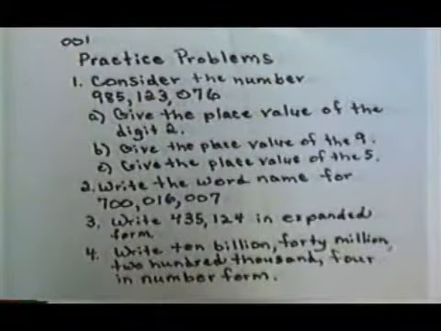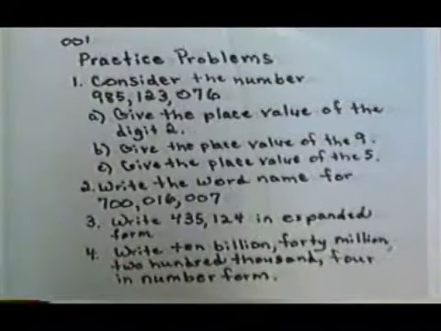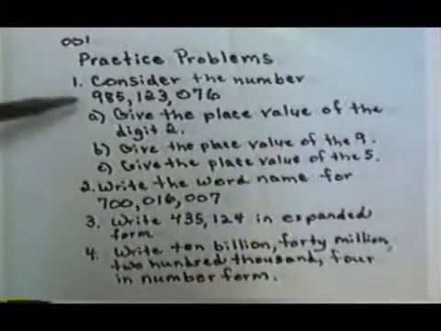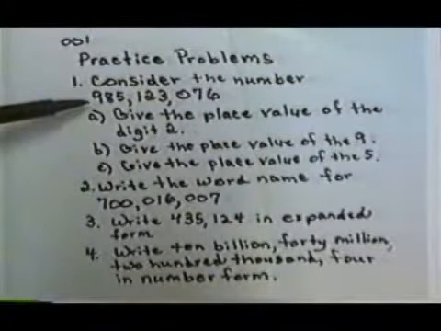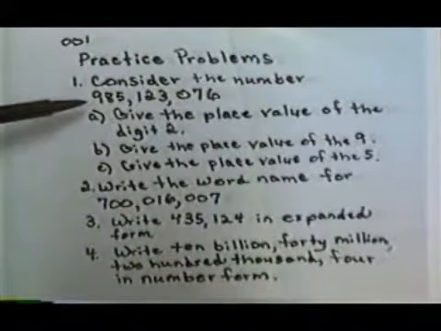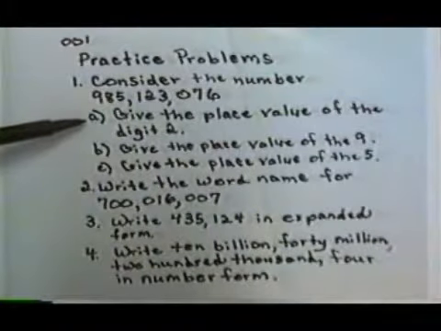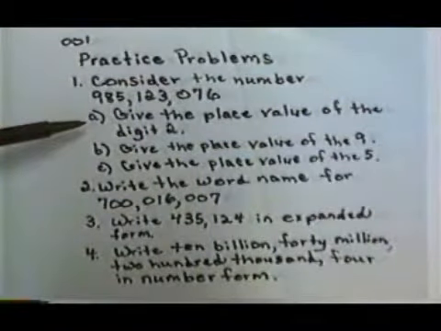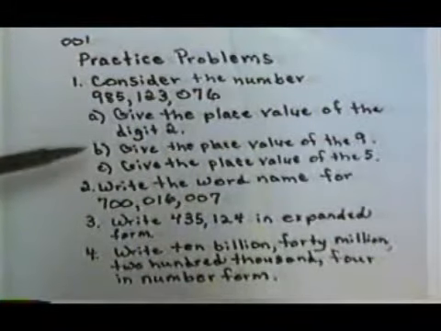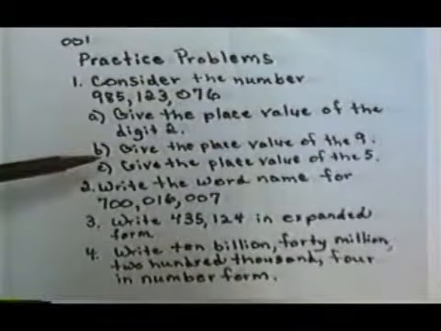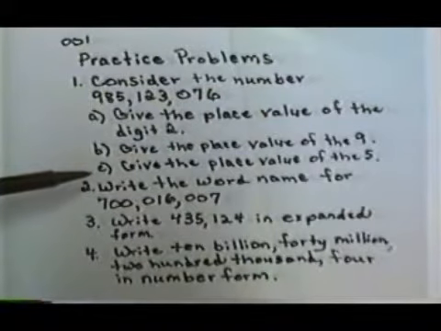Now I'd like for you to do some practice problems to review the things that we've talked about. The first one, consider the number 985,123,076. I want you to give the place value of the digit 2. Then I want you to give the place value of the 9. Then I want you to give the place value of the 5.